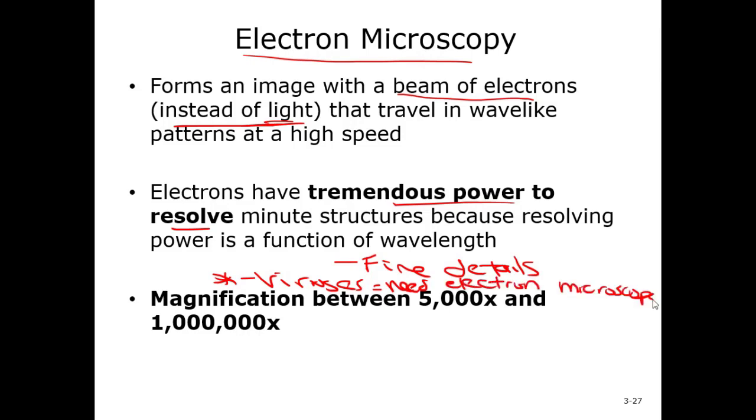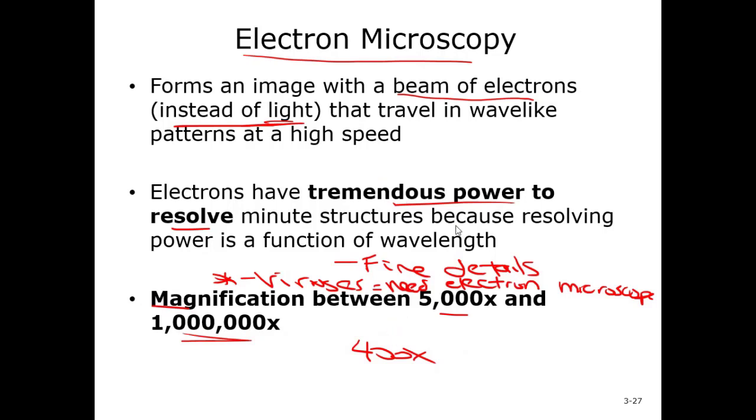The other thing about electron microscopes is they can magnify between 5,000 to 1,000,000 times. So remember, the microscopes we have at home only magnify 400 times. That's nothing. Electron microscopes can magnify 1,000,000 times. So you can see the smallest thing in the world with these.